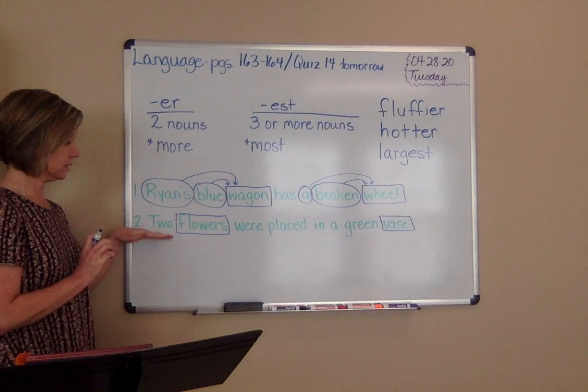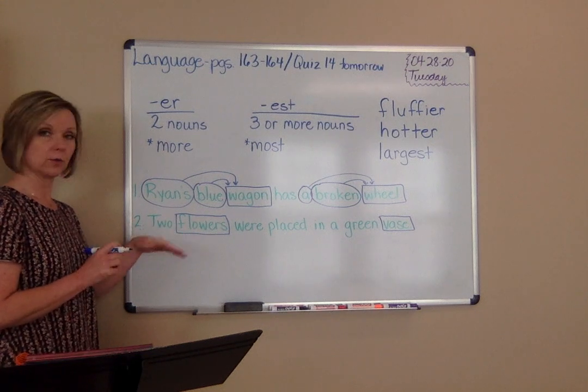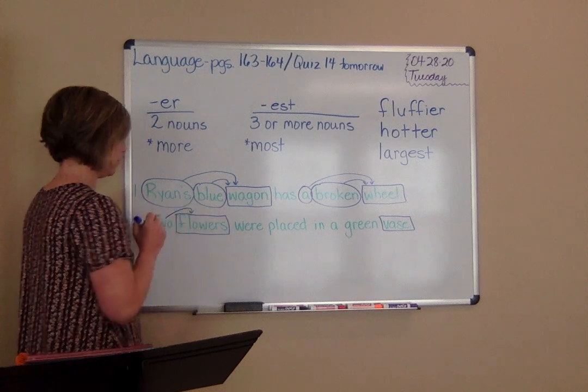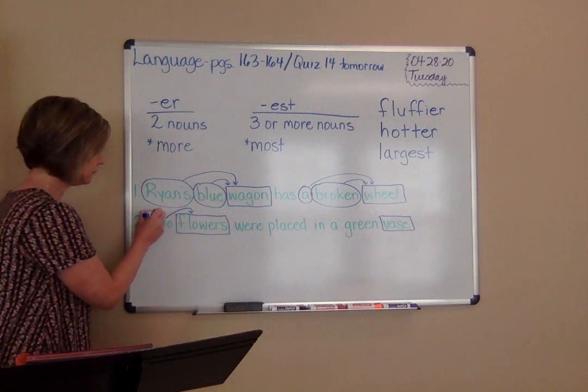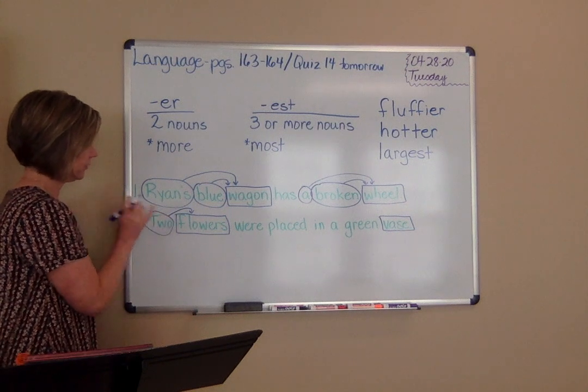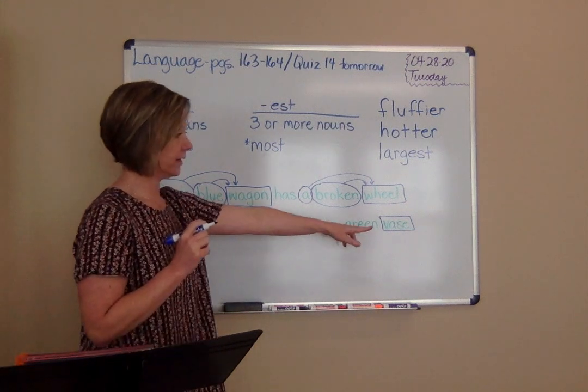Let's back up. Does 2 describe flowers? Yes, it does. How many? Oh, grab a circle. There we go. So we're finished there. So let's go to vase.